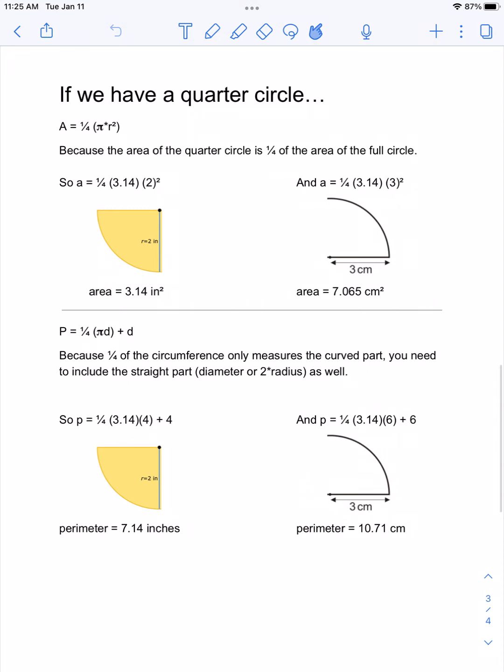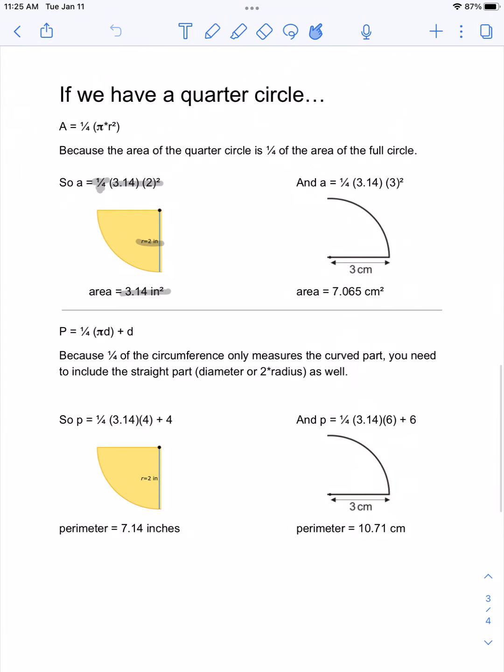All right, lastly, we have quarter circles. A quarter circle is just 1/4 of a circle. So area, pretty simple. We find the area for the whole circle, and then we just find 1/4 of that. So in this first example, you'll see we have a radius of 2. So we plug in our pi r squared, and then we find 1/4 of it, which gives us 3.14 inches squared.